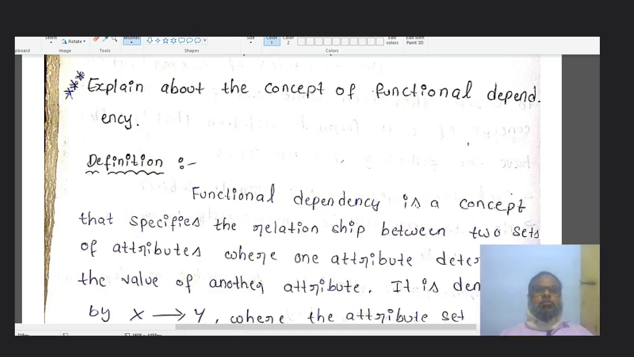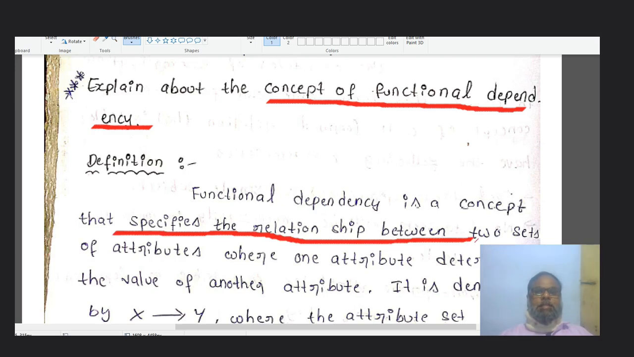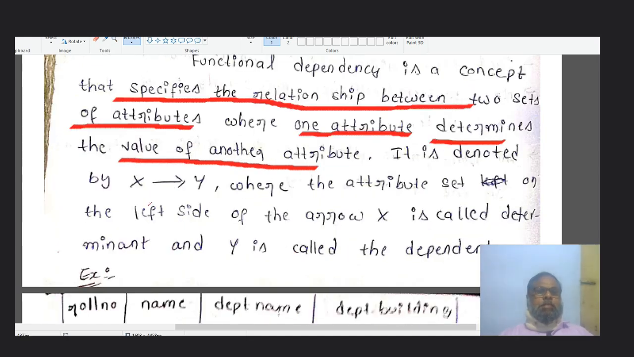Welcome to DBMS class. Today we are going to discuss the concept of functional dependency. Functional dependency specifies the relationship between sets of attributes, where one attribute determines the value of another attribute, and it is denoted by the symbol X arrow Y. That is, X attribute determines the value of Y attribute. Here X is a determinant, Y is a dependent.